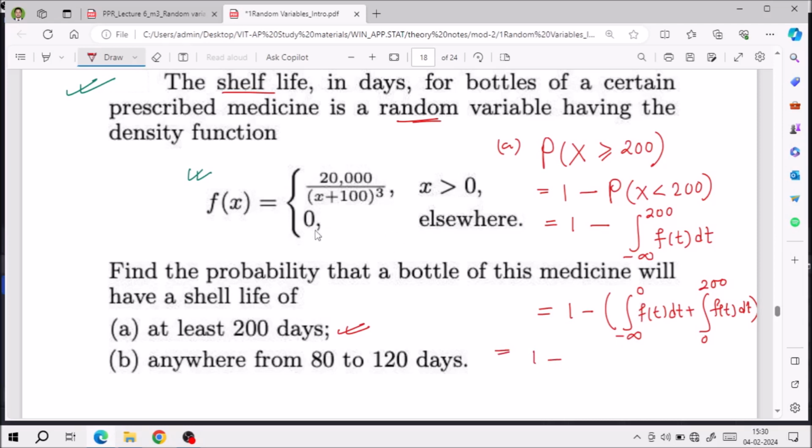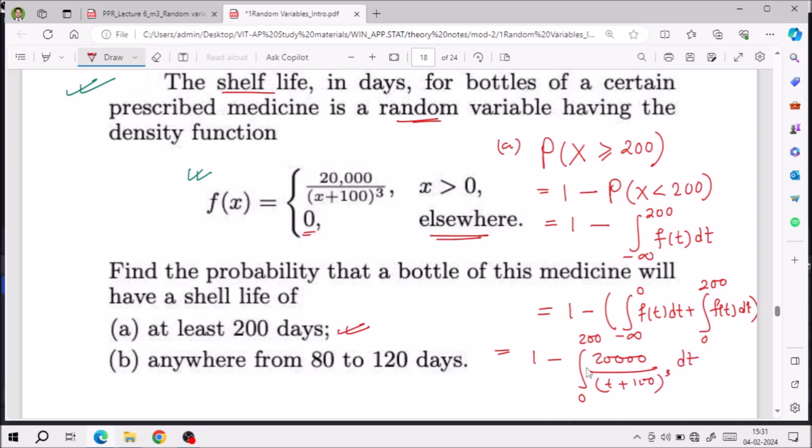What will be the value? It is 0 elsewhere. Only for x greater than 0 you will have this part. So here you will have 0, and here you have 0 to 200. And in place of this f(t), what you have is 20,000 divided by (t plus 100) power 3, dt.